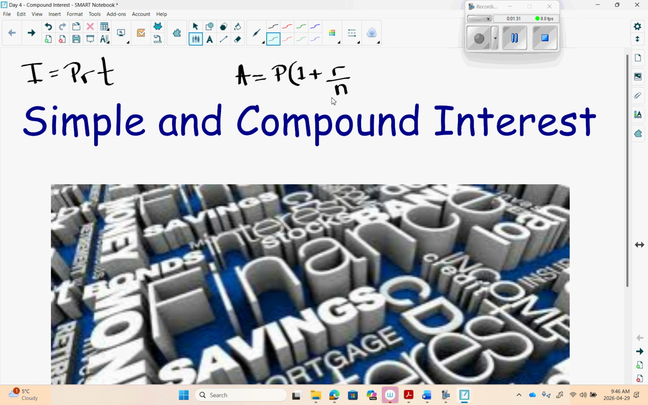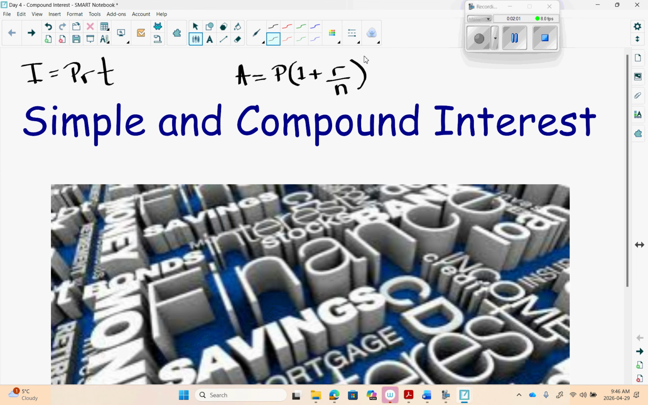It represents the compounding frequency. So if something was compounded weekly, N would be 52. What if something was compounded bi-weekly? 26. What if something was compounded semi-monthly? 24. Nice. What if something was compounded monthly? 12. You might see semi-annually. That's twice a year. You would use 2 for the compounding frequency.